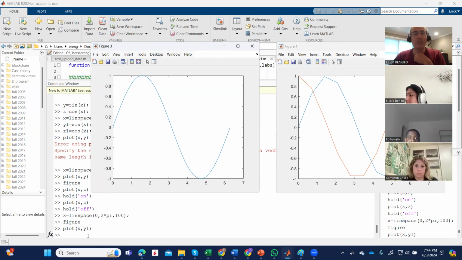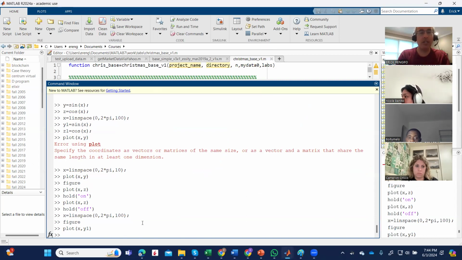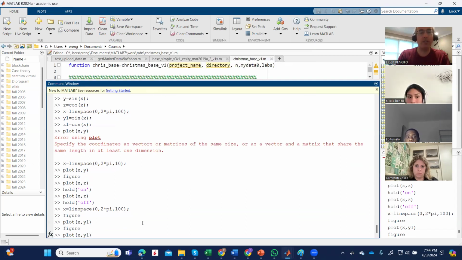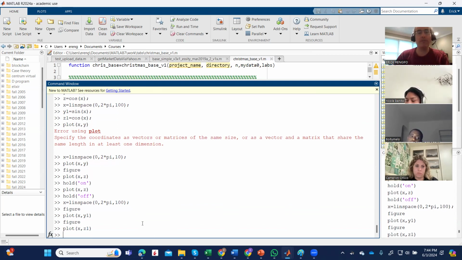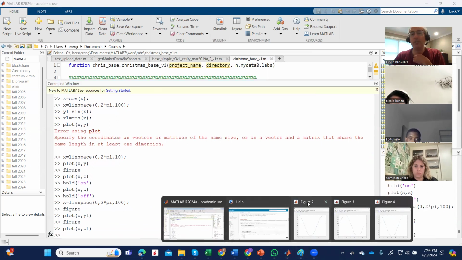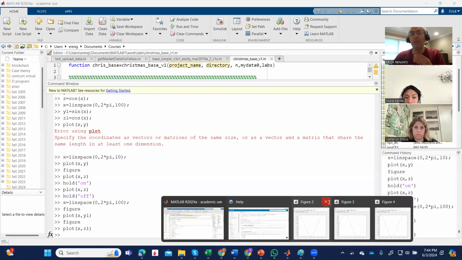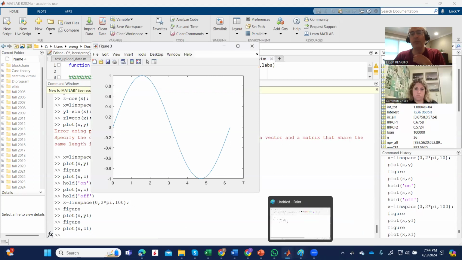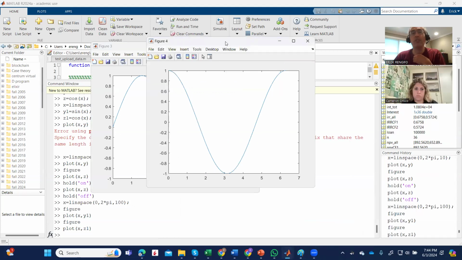Okay, so we can do another figure, and I want to plot x with z1. Can you do the graph of both of them together, please? So I will delete the ones that I don't need. So what I need now is these two things to be together.